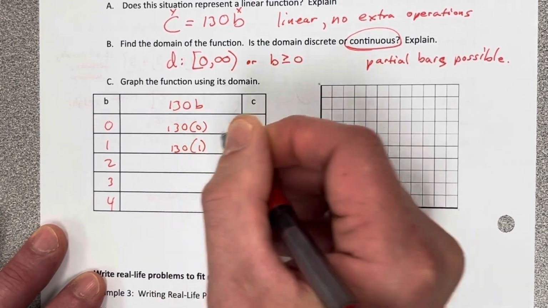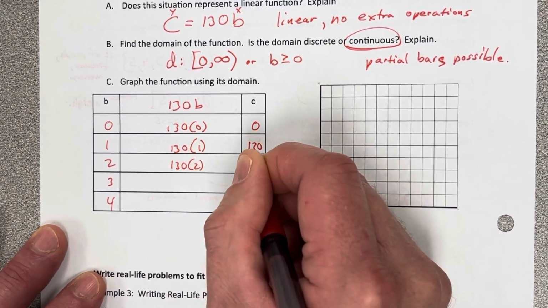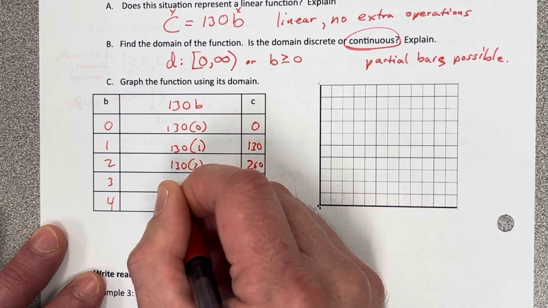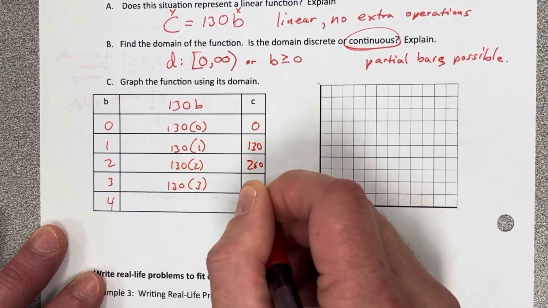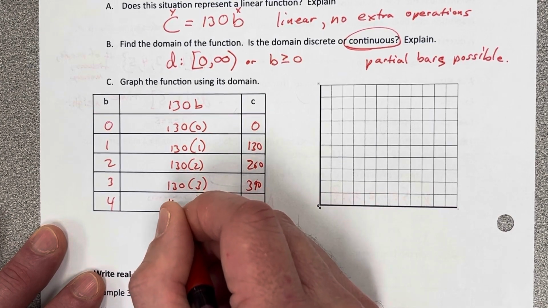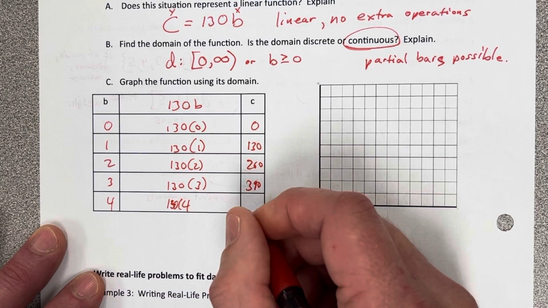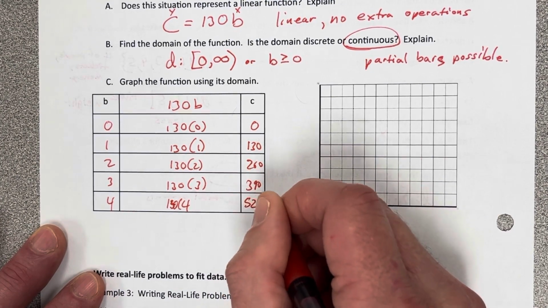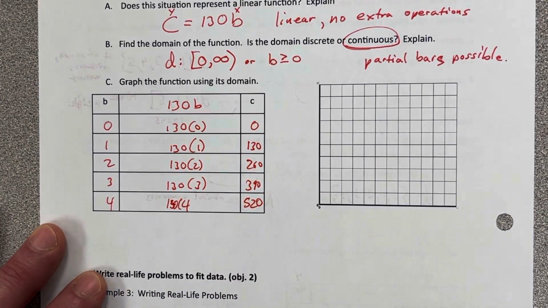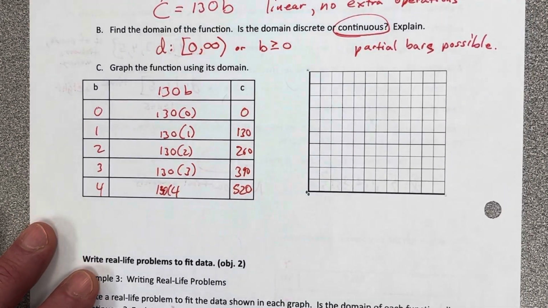If you eat 1 bar, 130 calories. 2 bars, 260 calories. 3 bars, 390 calories. 4 bars, 520. Okay. And then we graph this, but we want to get our spacing right.